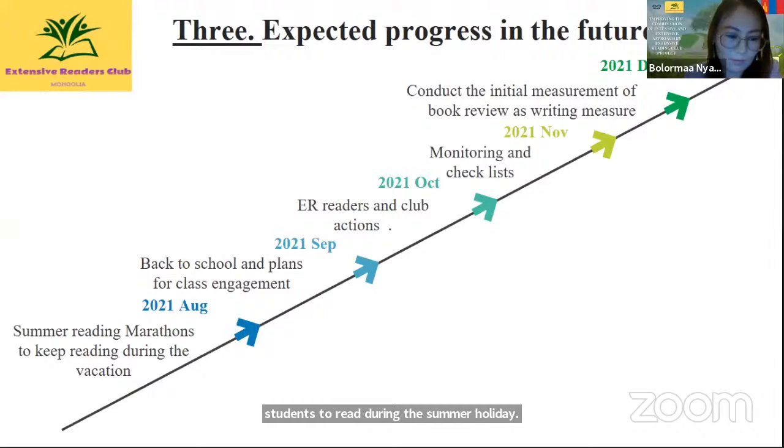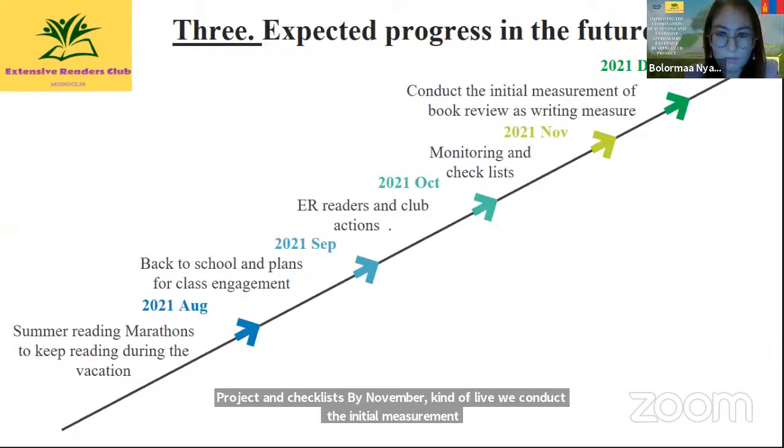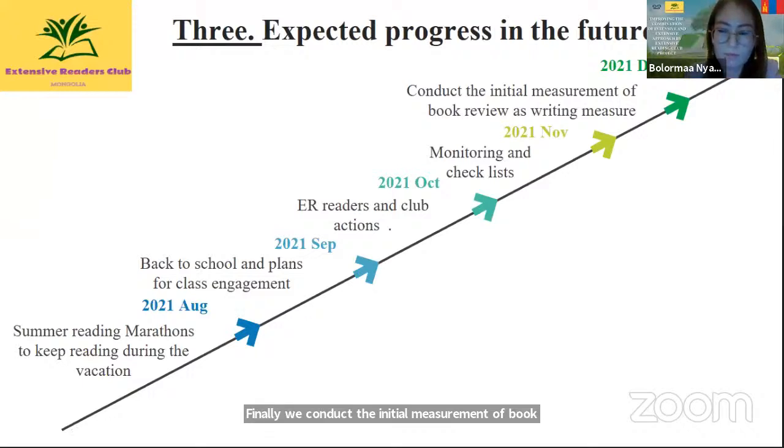So as soon as we are back to school, we plan class engagements in September. Also, we restart ER readers and club actions in October, and monitor the project and checklists by November. Finally, we conduct the initial measurement of book review writing by December 2021.